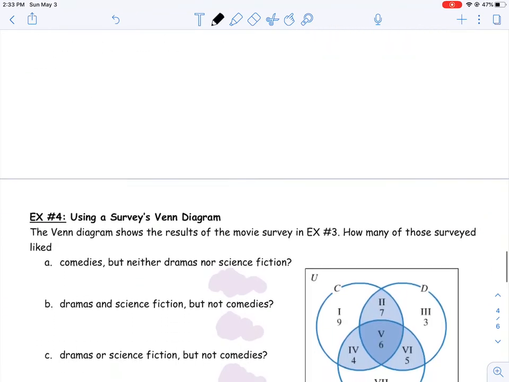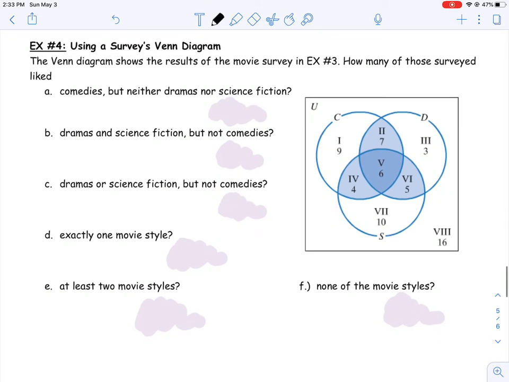Okay? All right, so let's do our last example, example number 4. Hopefully you didn't cheat and look down at that because we just finished filling out that Venn diagram in example number 3. But now that we have those numbers, let's go ahead and answer questions using that Venn diagram.